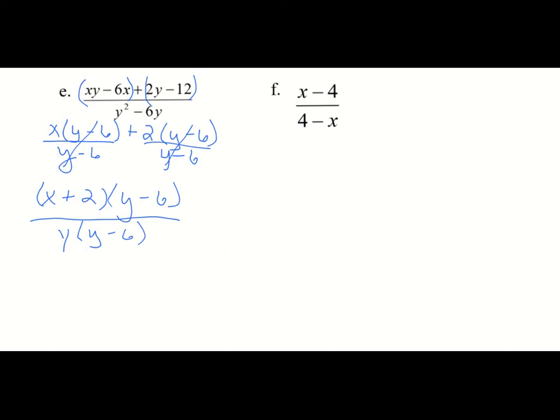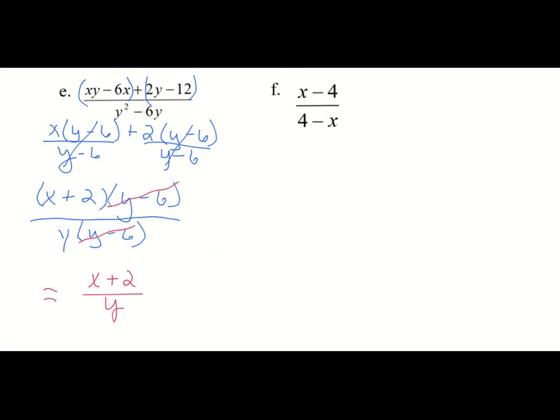Now they're both completely factored, so we're going to see what we can cancel. And I do notice that I have 2 expressions that are exactly the same, y minus 6 and y minus 6. So that will factor out, and that leaves me with my final answer of x plus 2 over y. And we can't do anything else with that, so that would be our final answer.